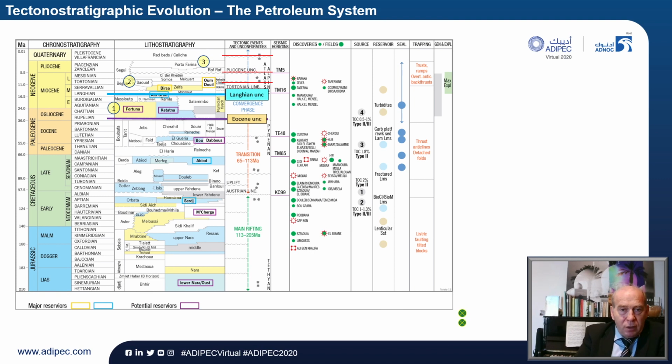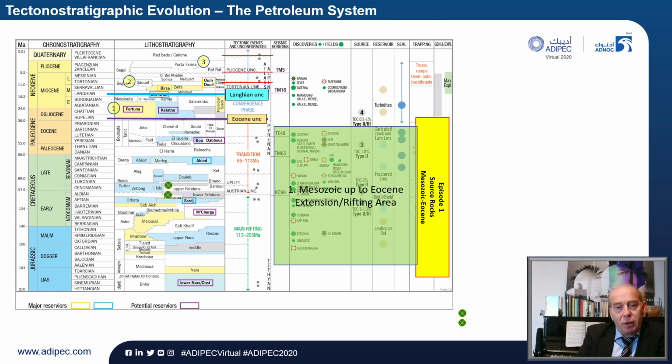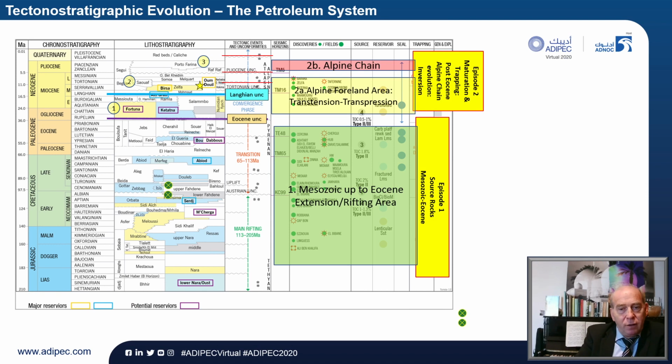Here are the same episodes overlain on the tectonostratigraphic chart of the area. First episode: Mesozoic extension and rifting up till the Eocene. Second episode: the area became progressively part of the alpine chain, in which we separate 1, 2 and 3, the different packages separated by the main regional unconformities.